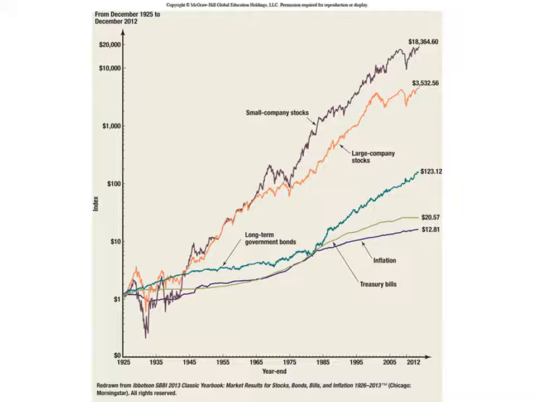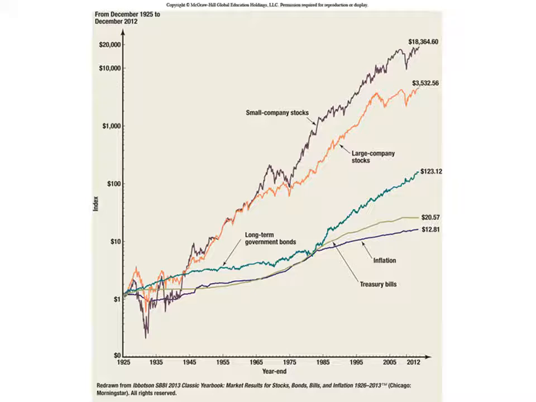So then we see the large company stocks up here, and I want you to notice that this orange line is rougher than the green line of long-term government bonds, and that is because it is riskier. So once again, rougher equals riskier. And if you'd invested $1 in large company stocks back at the beginning, now you would have $3,532.56. That's huge compared to long-term government bonds.